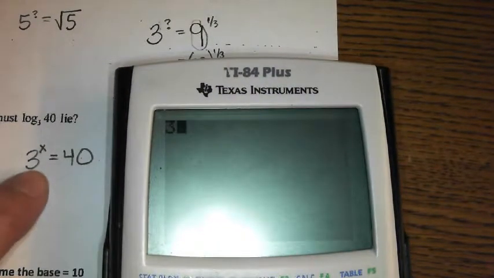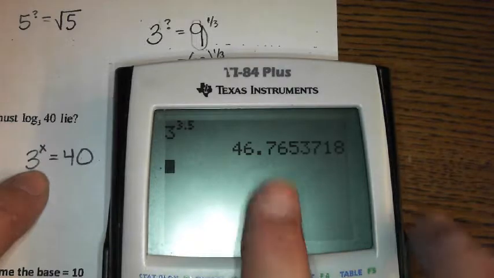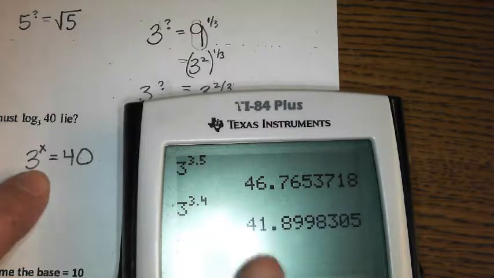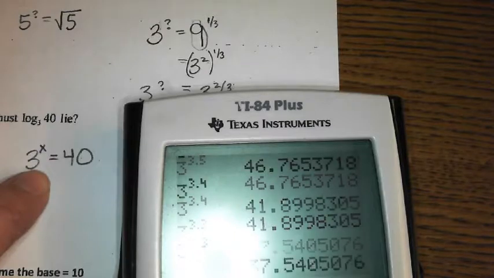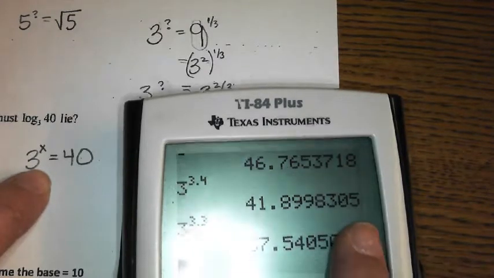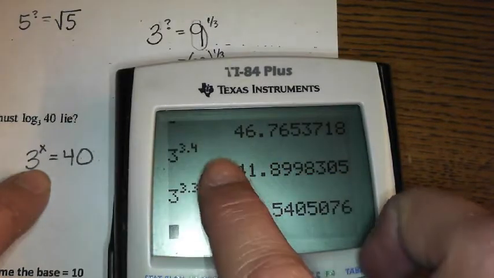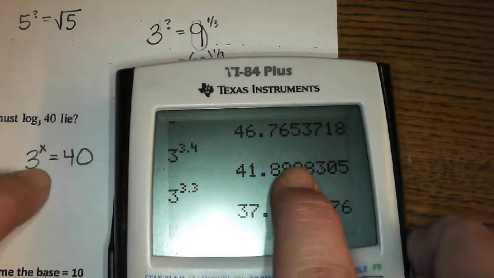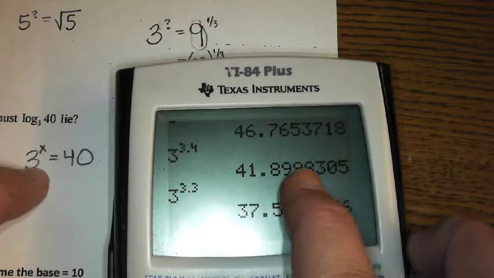Yeah, you could do 3 to the 3.5. Too high or too low? Too high. 3 to the 3.4. Too high, right? 3 to the 3.3. So which one's the closer one to the nearest tenth? 3.4 or 3.3? 3.4.